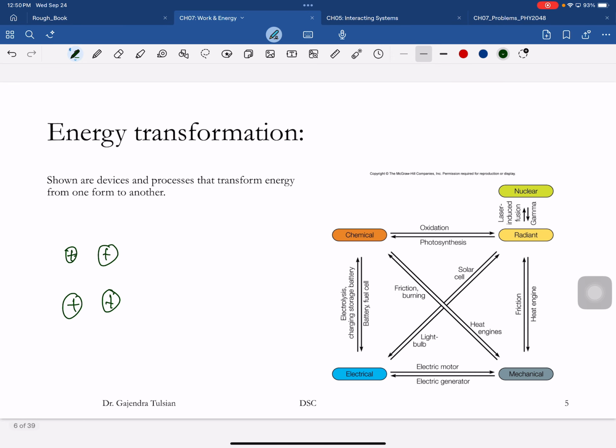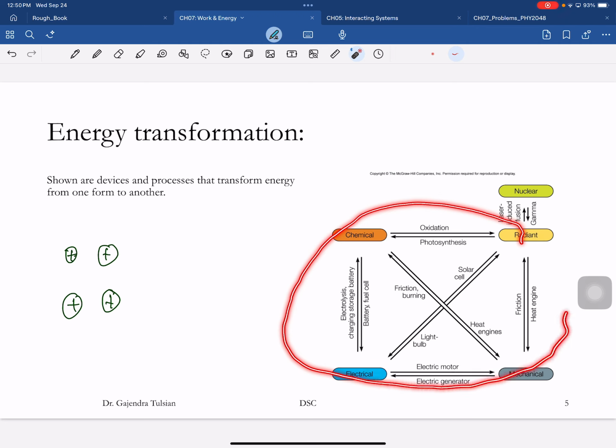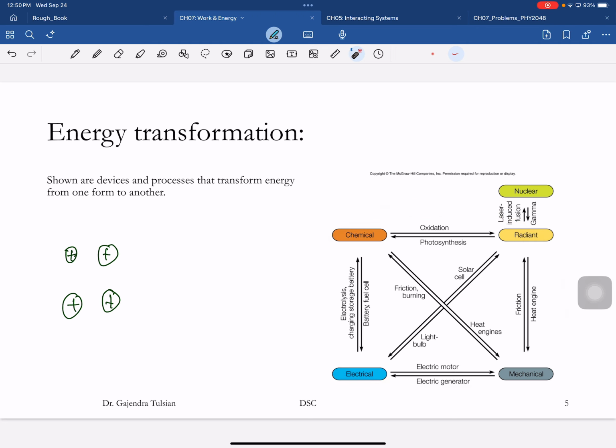Now, I was telling you all this just because I wanted to bring home the fact that this picture contains a lot of information. It shows you all devices that we employ in our lives. Okay. So a battery converts chemical energy to electrical energy and so on.